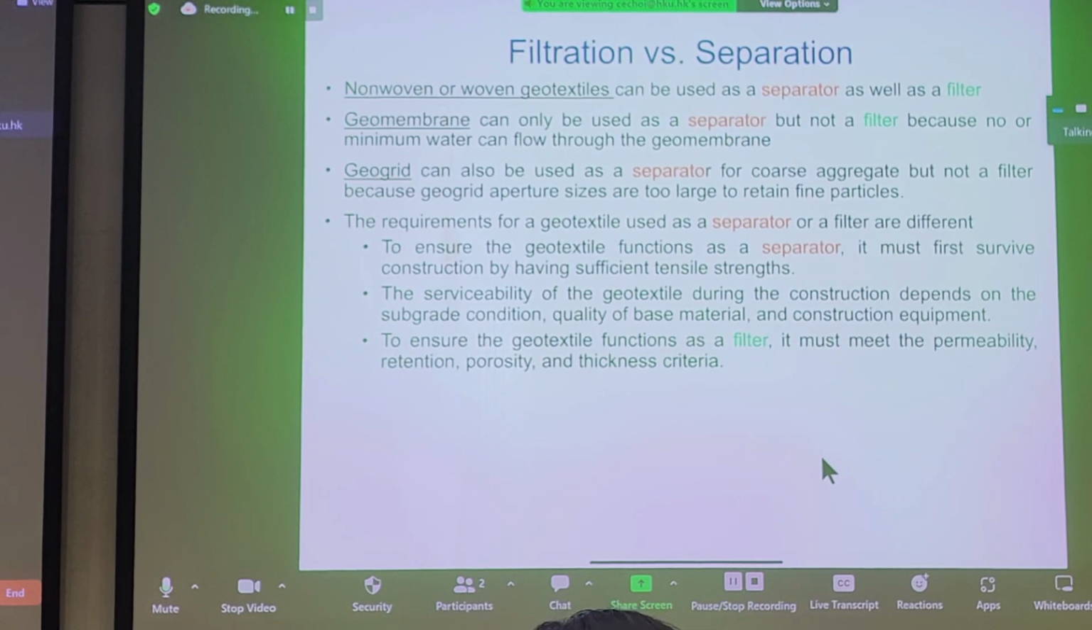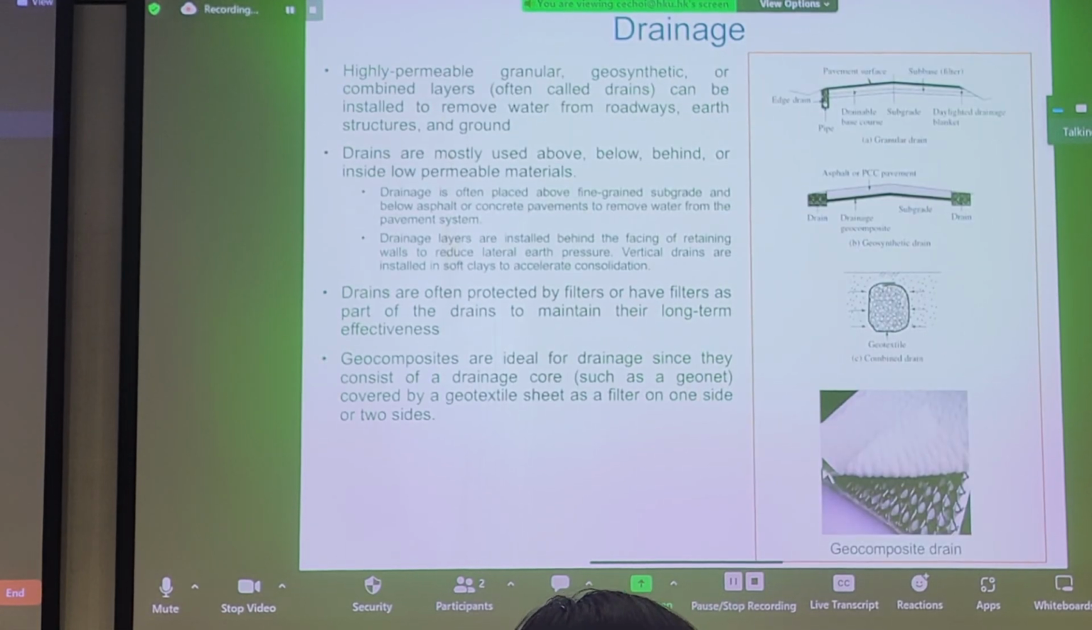Geogrids can be used as a separator as well. You just have to get a very small grid size or grid opening to make sure a certain type of material doesn't pass through, for example. Filtration, you really need to ensure that water can go through. That's the main criteria for it. So these are the main geosynthetic choices if you want to design a filter versus a separator. So that's all I want to talk about for groundwater control using filtration and separation.